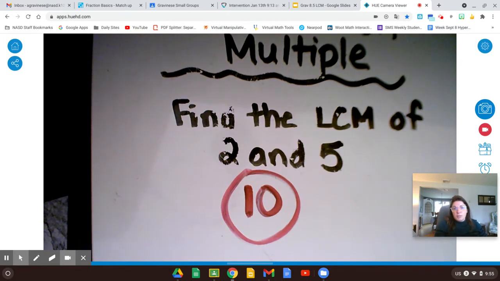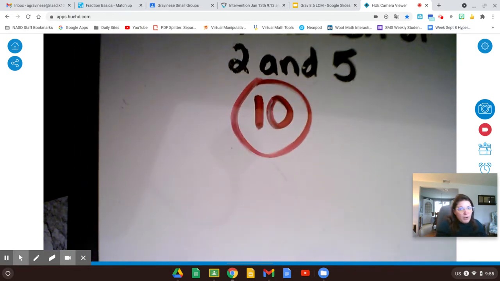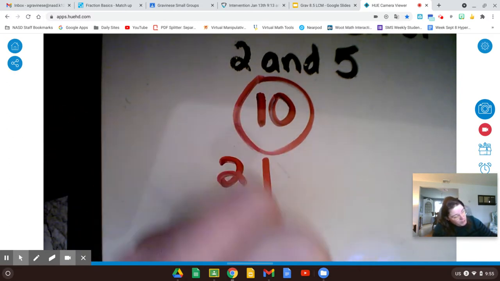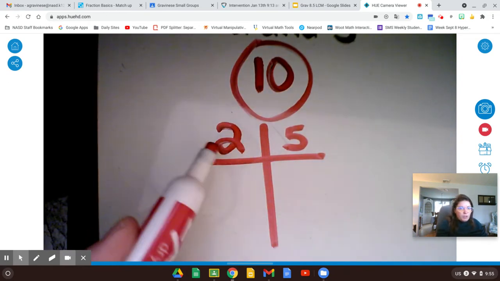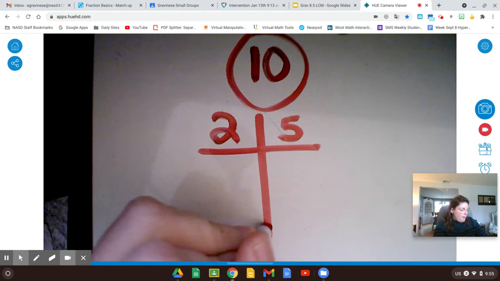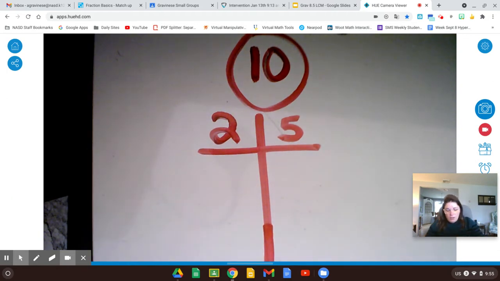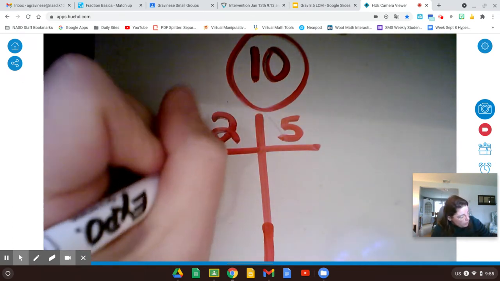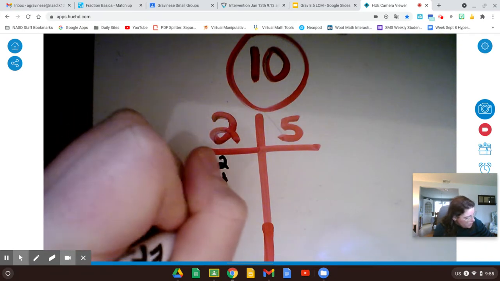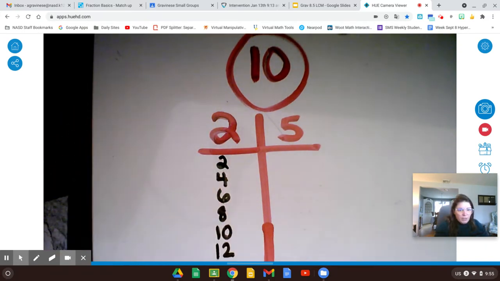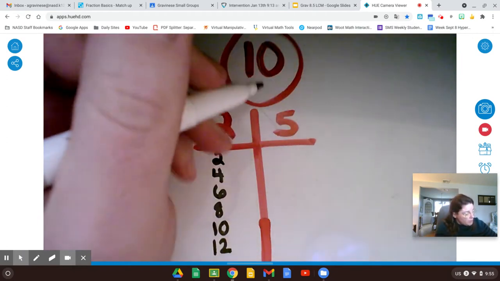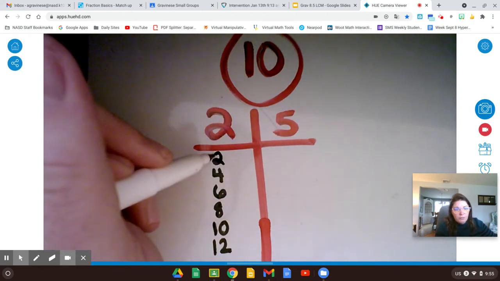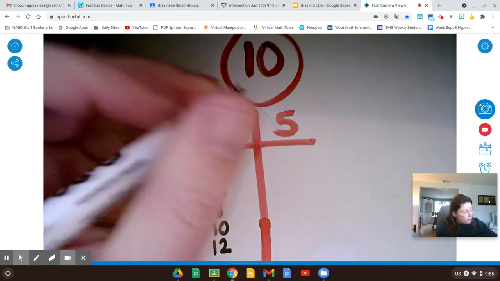Now you could do this without a times table chart for sure. What I like to do is to make a T-chart. A T-chart is pretty much a T, and you put the numbers you're working with up at the top. And then I'm going to go ahead and start listing multiples of 2 and 5. 2, 4, 6, 8, 10, 12. Now, I don't go crazy. I usually list a few at a time, and then I'll do the other number. Let's do some 5's. Keeping in mind, if I repeat any of these numbers, I found my answer.